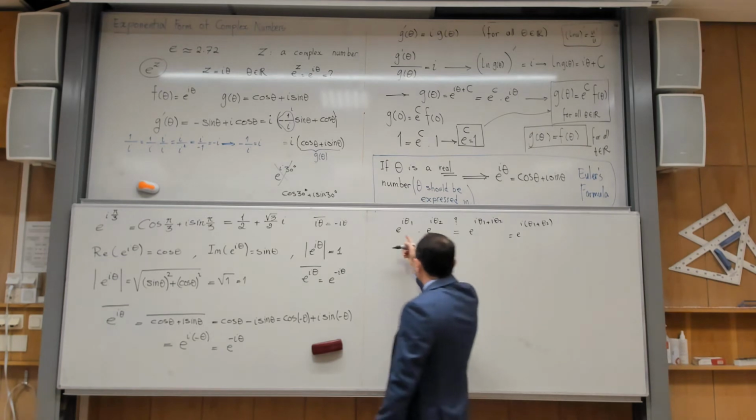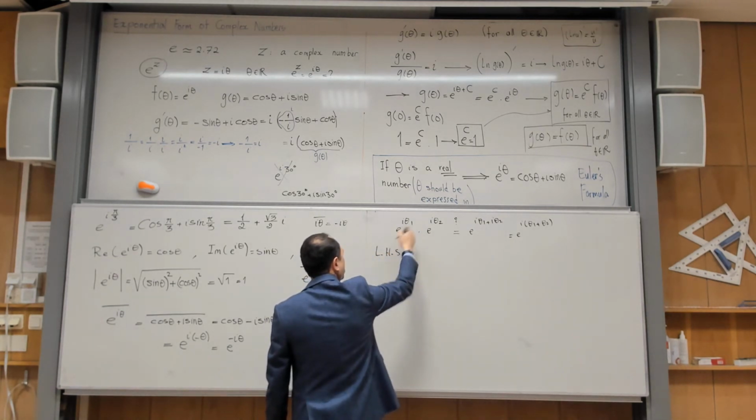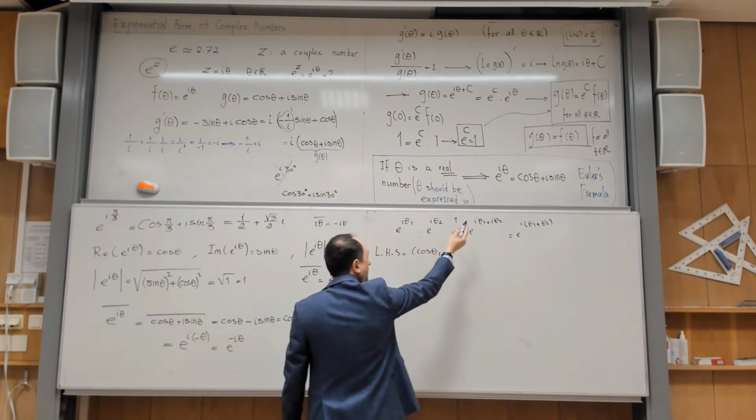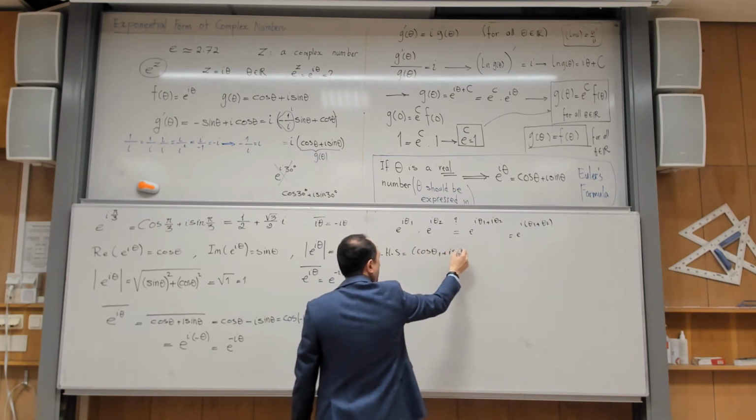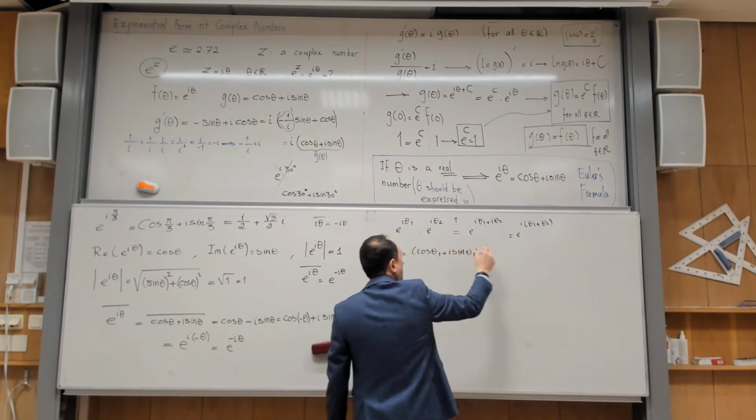Why? Because if I start from the left-hand side, if I ask you what is e to the power i theta 1, the only thing that you can tell me is to use the Euler's formula for theta 1. Yes. And then multiplied by this one.